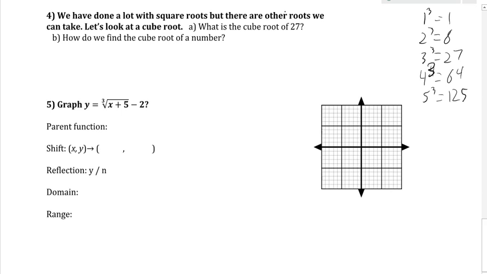Cube roots undo those. So the cube root, which we write with a little 3 inside the root symbol, of 8 is 2. The cube root of 27 is 3. It's telling you, look for what number cubed is underneath here. So 3 cubed is 27. The cube root and the cube are going to cancel each other out.